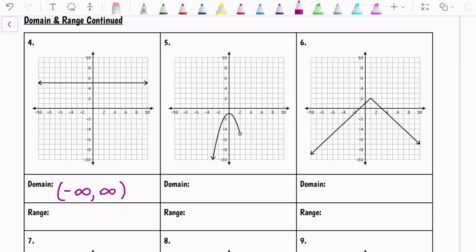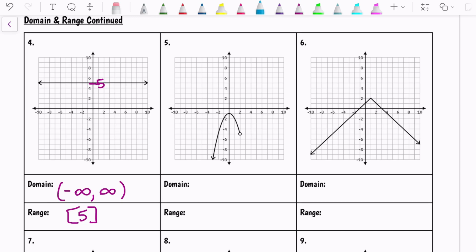But if you notice, it's a horizontal constant line. A constant line only has this one y value. It looks like it's at 5 because it's between 4 and 6, and we write it like this. It only has one y value. There's no comma. Don't go from here to there. It's just 5.